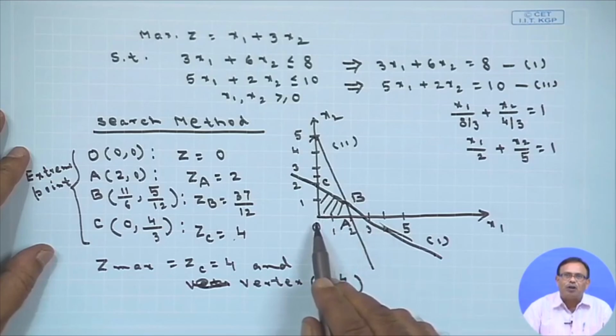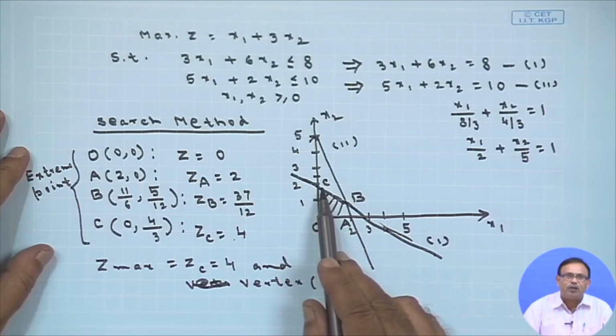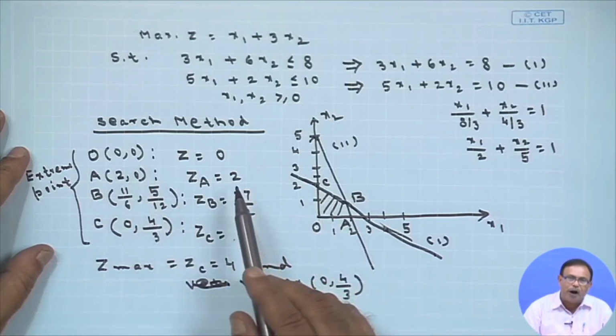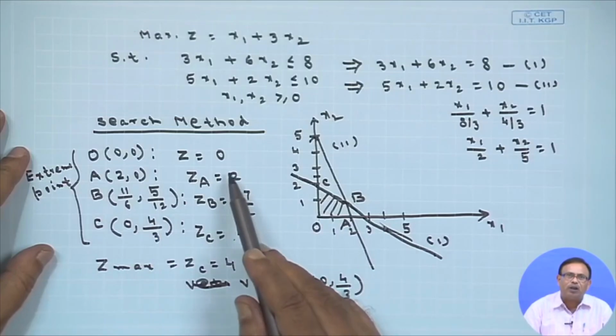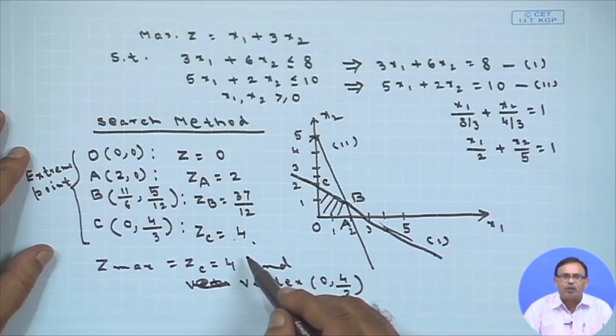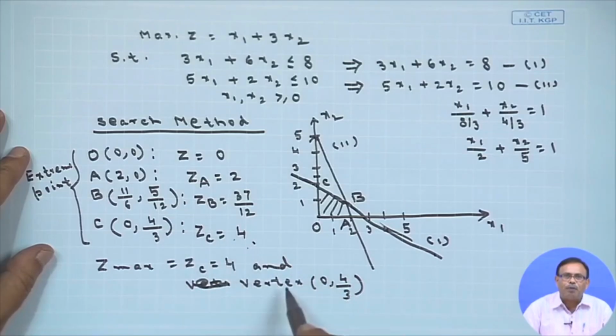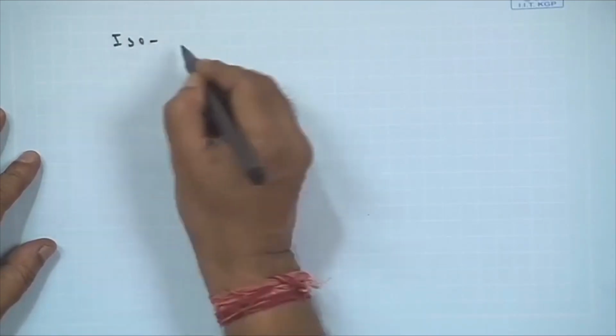For this case, you got O, A, B and C. So, these are the 4 points. At these 4 points, you find out the value of the objective function z, which you derived like this, and whichever extreme point gives the maximum value of z gives you the optimum value. So, therefore, the optimum value can be obtained at (0, 4/3), and the maximum value of the function is equal to 4. Now, let us see how we can solve the same problem using the isoprofit approach.